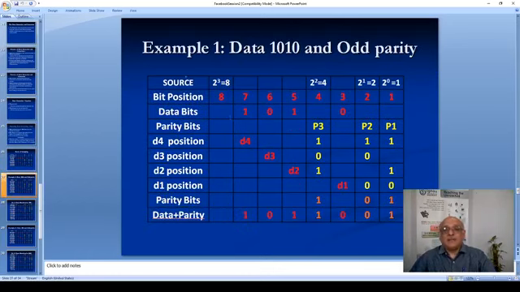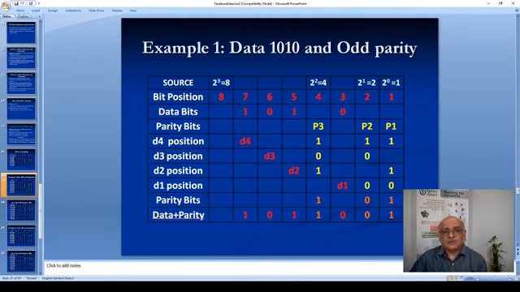So suppose my data is 1, 0, 1, 0. So first thing is my bit positions, once again as we have done in the last slide. Data bits happen to be 0, 1, 0, 1, starting from lowest bit, at bit position 3, bit position 5, bit position 6 and bit position 7.